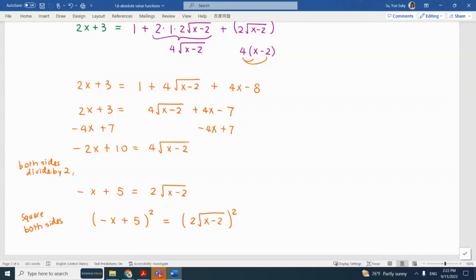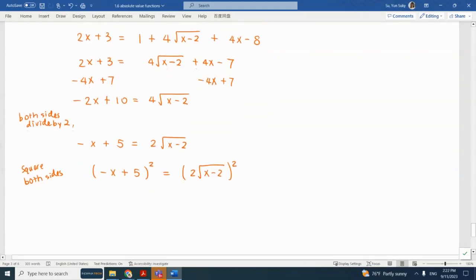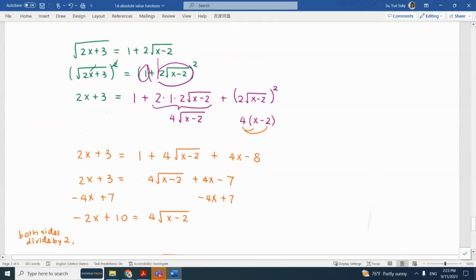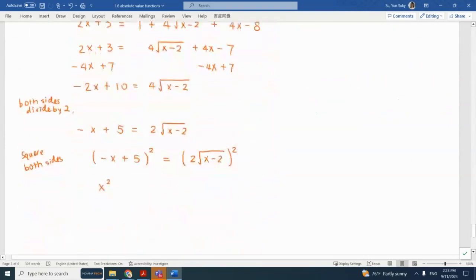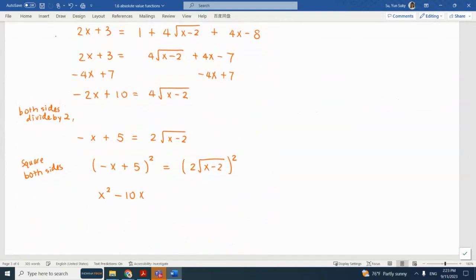Okay, what's this guy squared? X squared. And then plus 25. Okay. What's the middle term? Plus or minus? Minus. Yes. Minus 10x plus 25. Yes.